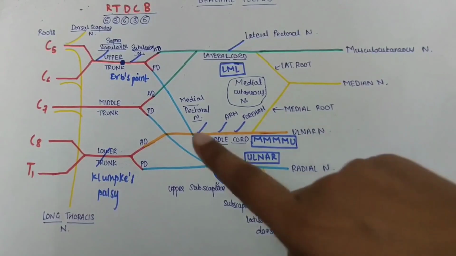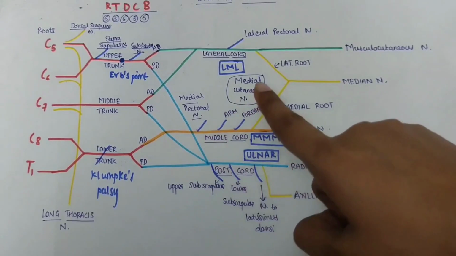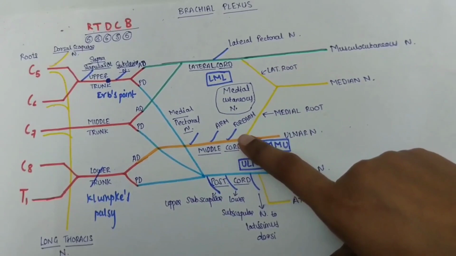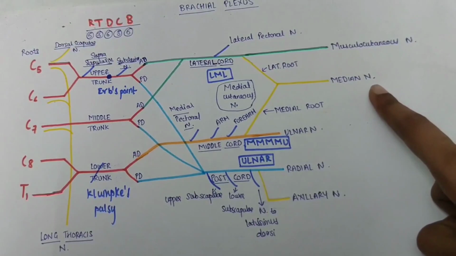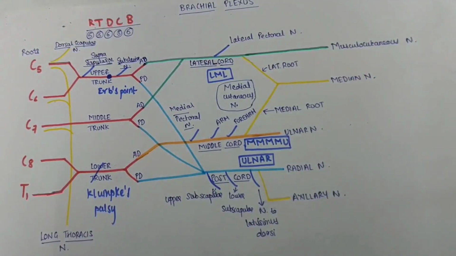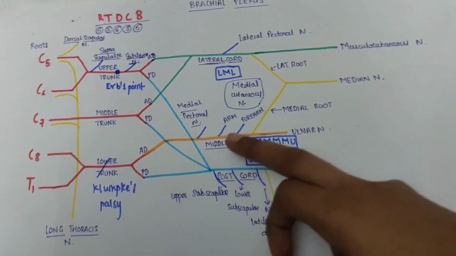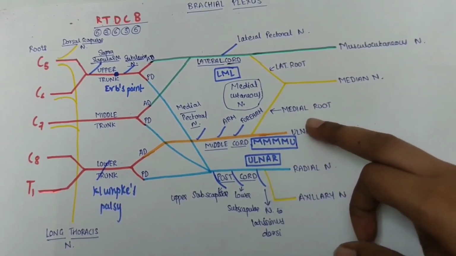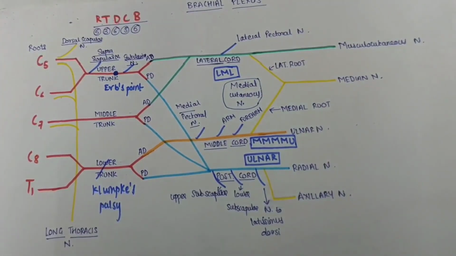So there are 3M. First is the medial pectoral nerve, second is the medial cutaneous nerve of arm, third is the medial cutaneous nerve of forearm. Now the 4th M is of the medial root, which passes for the median nerve. Okay, so there are 4M. First one is medial pectoral nerve, second one is medial cutaneous nerve of arm, third one is medial cutaneous nerve of forearm, fourth one is medial root. Okay, and the last one is U, which is ulnar nerve. So here we got the 5 branches.